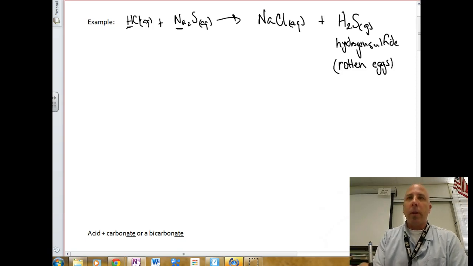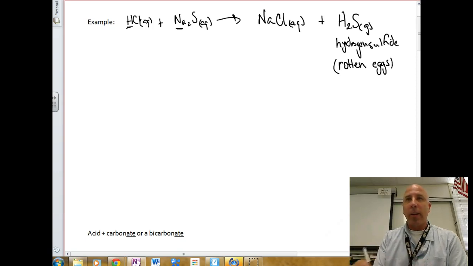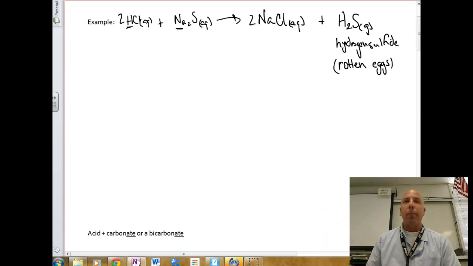Now, if you've ever been around any hydrothermal vents, Yellowstone, Lassen National Park has a lot of these, a lot of times you'll smell this characteristic rotten egg smell, hydrogen sulfide gas being released out of those hydrothermal vents. I'm just going to balance this really quickly here. Throw a 2 there, and put a 2 in front of sodium chloride. There we go. Now we're balanced.